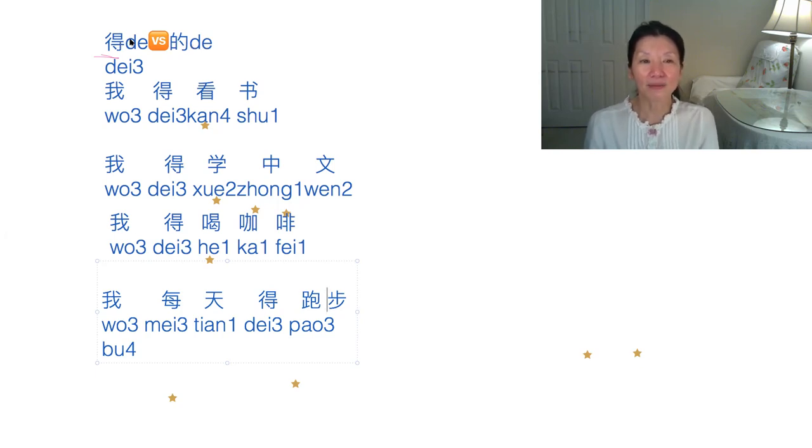Now, how about this one? They pronounce both de, but with different meanings. That's the one. When we use the de, got it here, okay? That's the de. Before the verb, right? Plus the de, see here. 跑步 is a verb. Run, 跑步. 我每天得跑步, to run, right? 跑步, before the verb, okay? So now we see here, which one here?